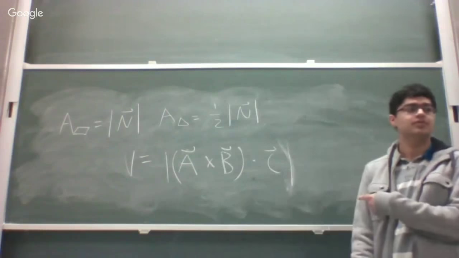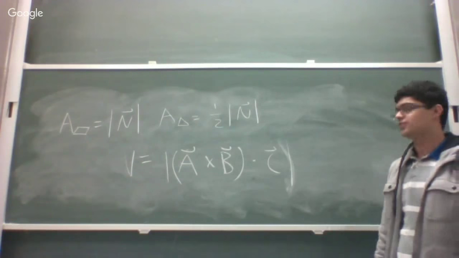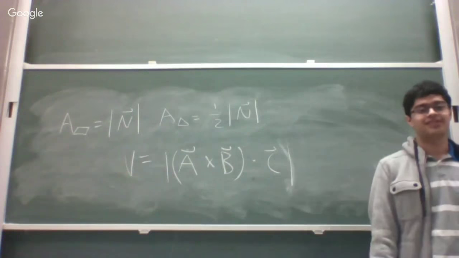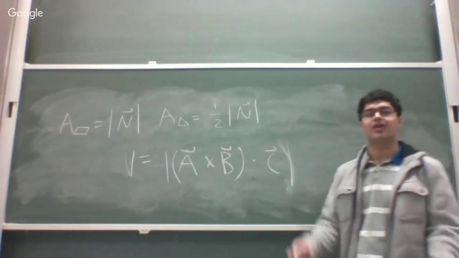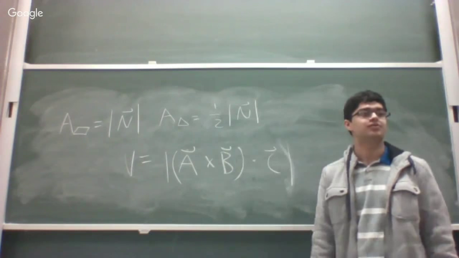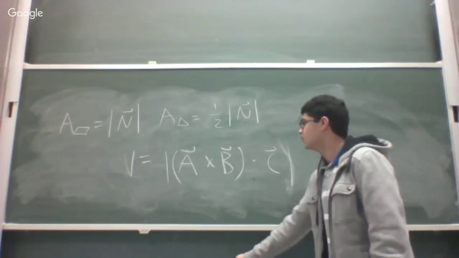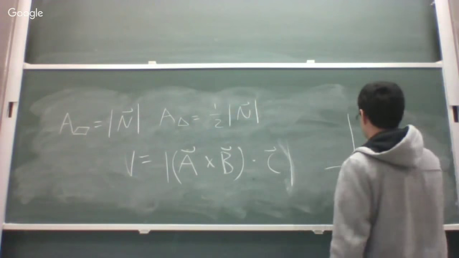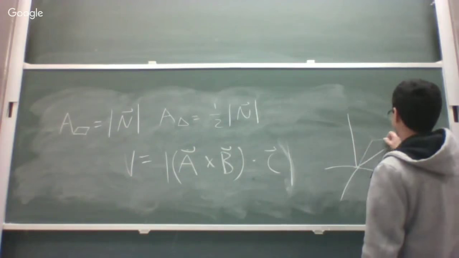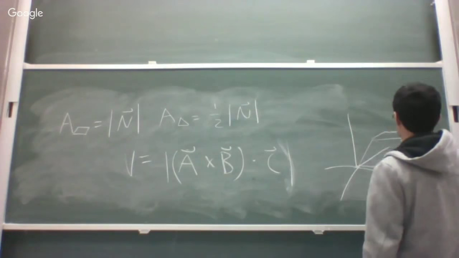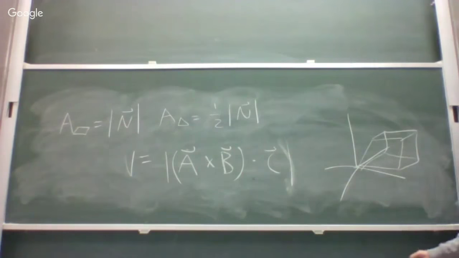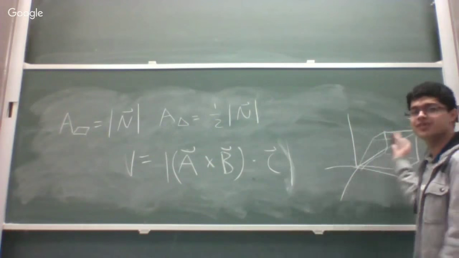Any questions on this? The parallelepiped is like the parallelogram slanted in 3D. Something like that. Okay, I'm going to erase it now.